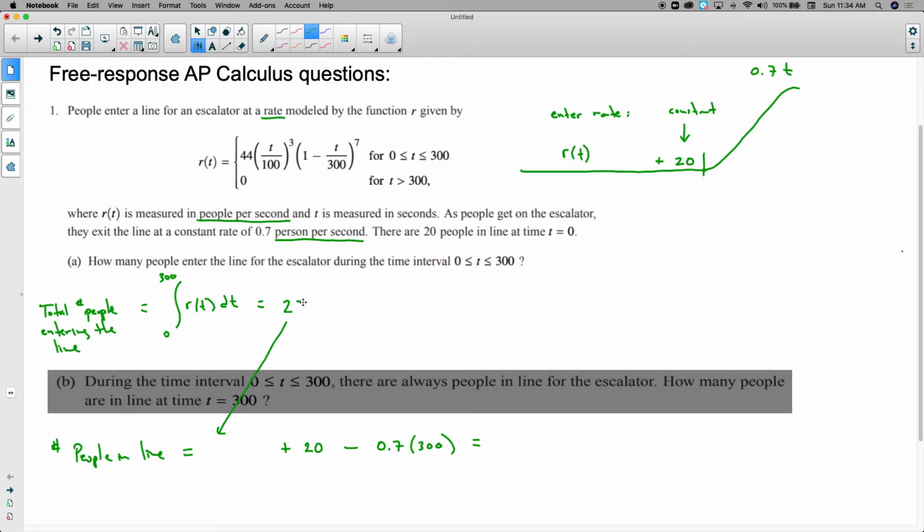So let's answer that question. And then let's put that number over here, and we will compute that. Okay, so I'm going to make quick work of that. And that is 80 people. Okay, so there are always people in line. How many people are in line at time 300? Yeah, 80 people. Okay, got it. Let me move on then to part C.